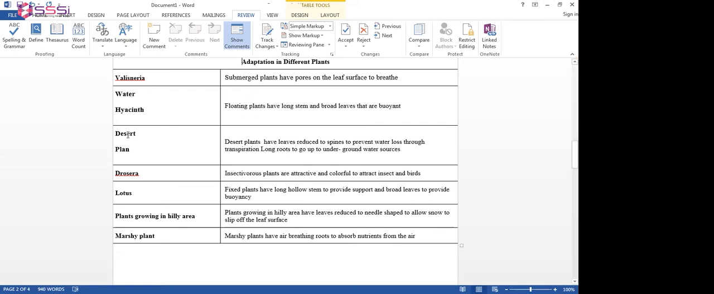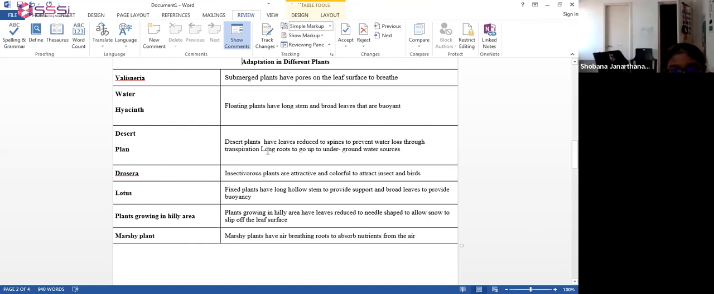So next is the desert plant. Desert plants have leaves reduced to spines because in deserts they have very less broad leaves. They are reduced to spines. Spines means very thin kind of leaves to prevent water loss through transpiration. So why are they reduced to spines? To prevent water loss through transpiration.